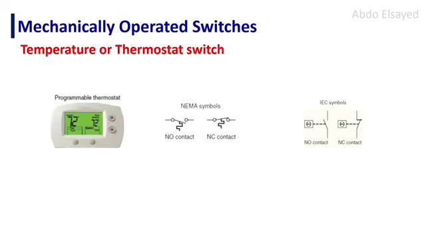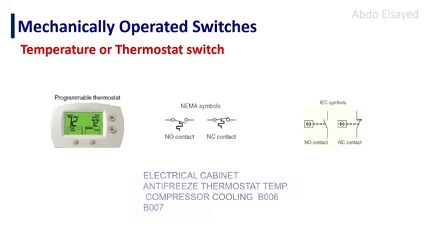Thermostat switch. Thermostat is consisted of a metal strip which is expanded with temperature. An example from Tetra Pak machines is the electrical cabinet cooling unit anti-freeze thermostat.